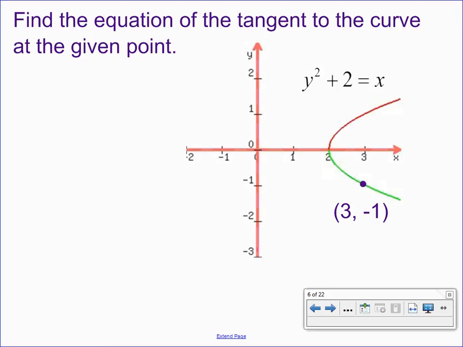This is an implicit relation, where y is not solved for as a formula in terms of x. We've got a couple different options here. We could certainly solve this particular relation for y, and then use whichever side of my relation this point is on, differentiate it, and generate the slope of the tangent. However, a much easier way is to leave the curve as is, with x's and y's mixed up on the same side, y not solved for as a formula of x, and then differentiate right now using the chain rule.